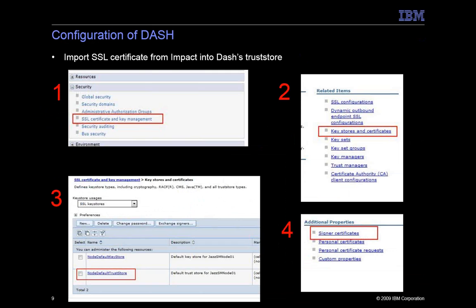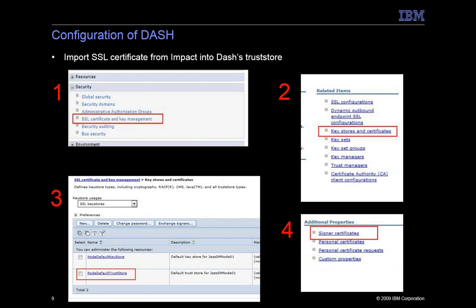Then we're going to do the SSL certificate for Impact into the trust store. How do we do that? So we go back to the security tab. Now we're going to go under SSL certificates and key management. That will open another window. In that window, you're going to see a section called related items. In there, you're going to go into key stores and certificates. That will open a new window for you. In that window, it's going to give you two options, no default key store and no default trust store. So you're going to choose no default trust store. Once you do that, you're going to go under additional properties and select signer certificates.